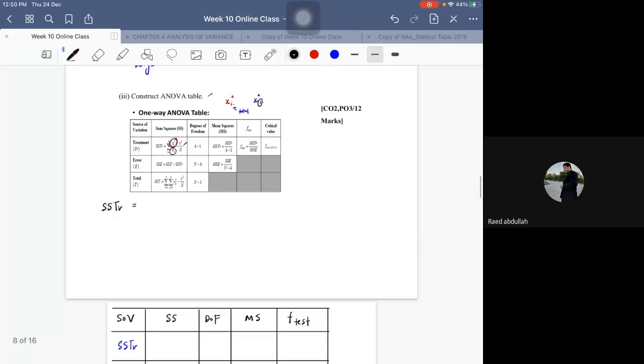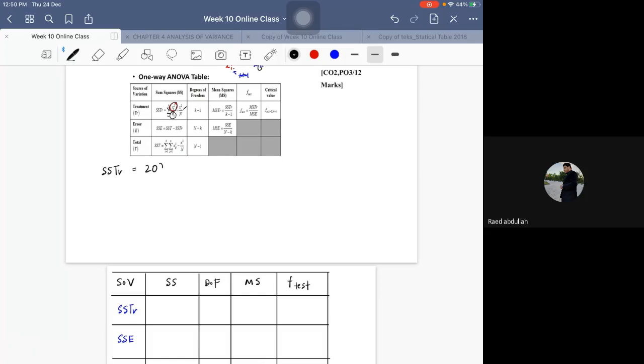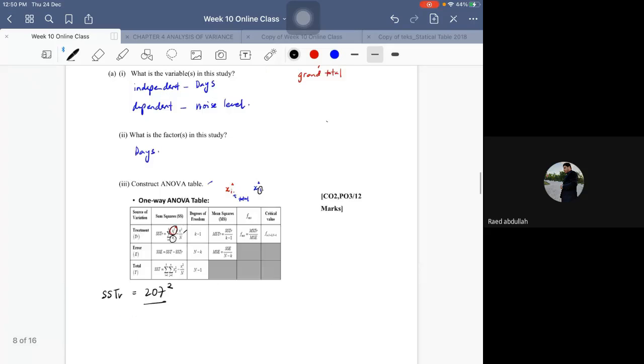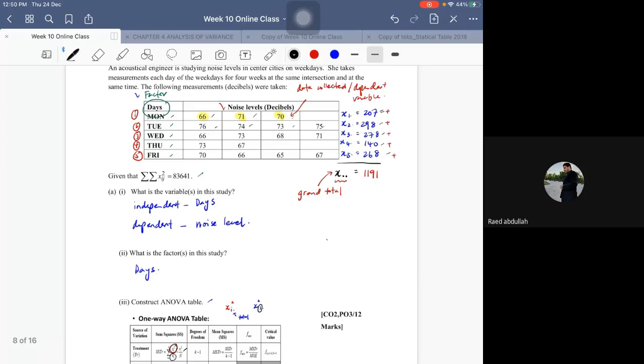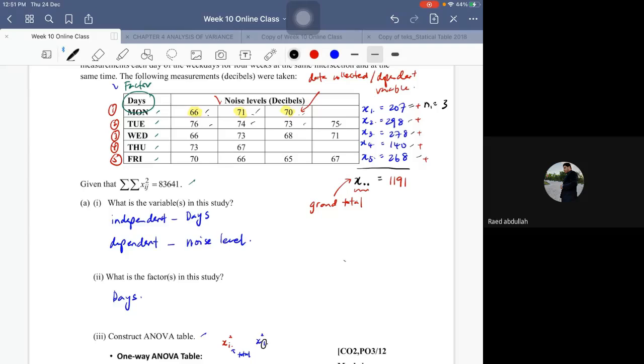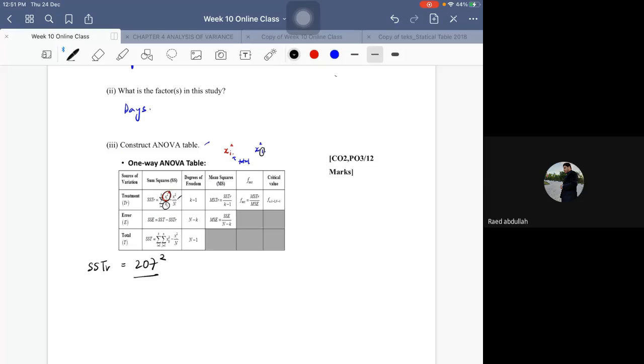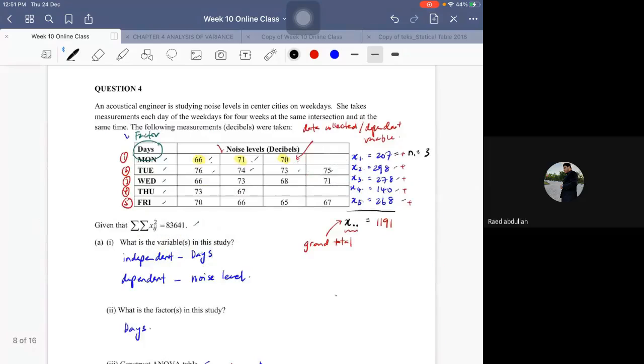So I'm going to square the value: 207 squared over. What is going to be the n value for the first category? I have 1 through 3, so my n1 equals 3. Therefore, this is going to be over 3. Plus, then I'm going to move on to the second category, which has a total of 298, and my n value is going to equal 4.